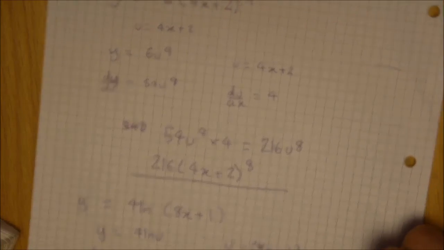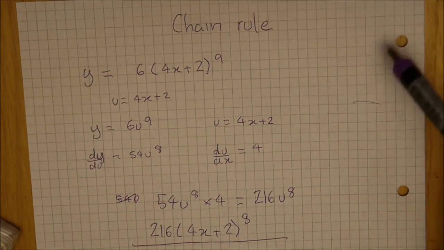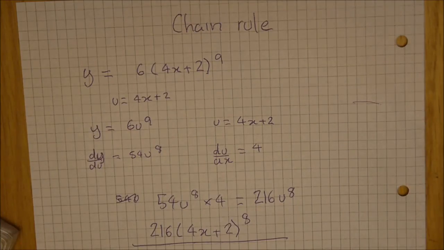I hope this was useful, and if you just want a quick recap, I'll go through it quickly. Basically, to convert, just take out the bits, so you've got a y bit in terms of u and a u bit in terms of x, differentiate them both and then put them back together.